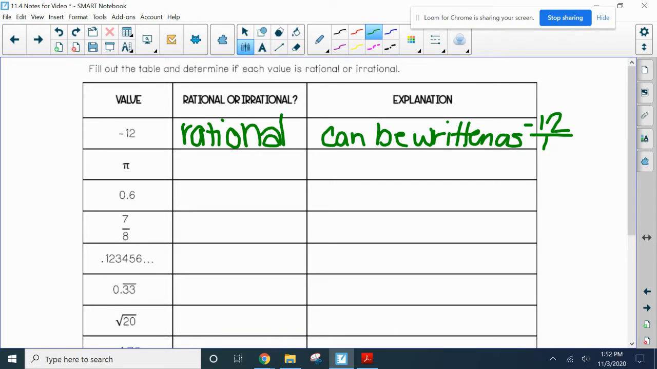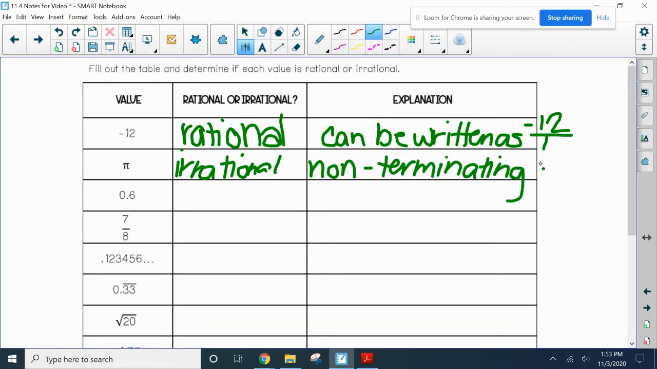All right, so this one should be easy. Do you think that pi is rational or irrational? Awesome. Why? All right, so you are right if you said pi is irrational, because it is a non-terminating decimal.